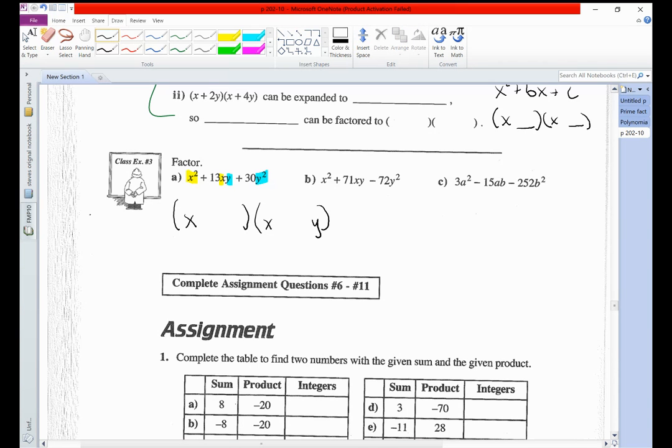Okay, the first term is going to have an x. And our last term is going to have a y in each bracket. And what we're doing now is we're still looking for numbers. How we're going to find those two numbers is we're looking for two numbers that multiply to 30 and add to 13. Same process that we've been doing. So let's do our multiplication here. Two numbers that multiply to 30. 1 and 30, 2 and 15, 3 and 10. So we're looking for two numbers that add to 13 out of those.